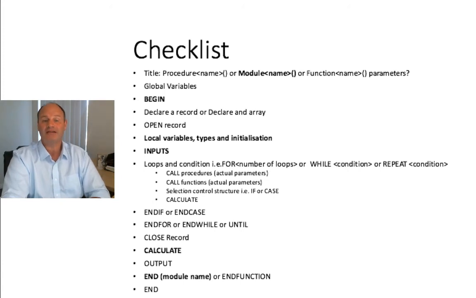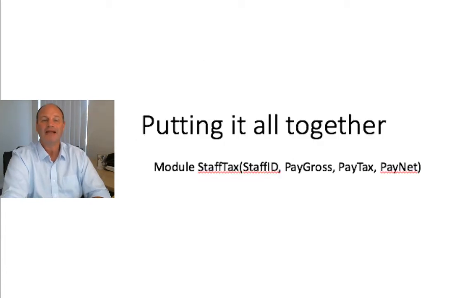We look at the checklist and we see that we need to start with a module name and the parameters in the brackets. Here is what we put in. You will remember from your class lesson that parameters can either be by reference or by value. Parameters which are by value are sent to the submodule from the main module, but will not return to the main module. So staff ID and pay gross are needed in the submodule.